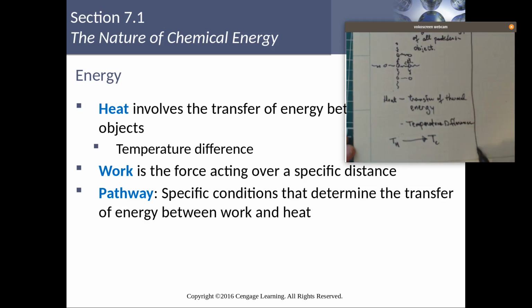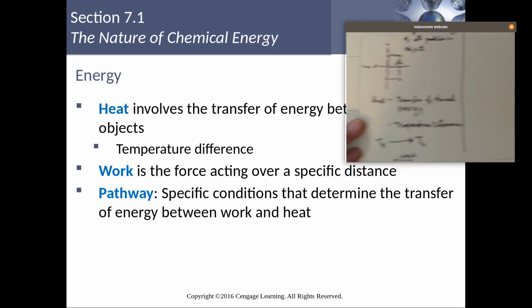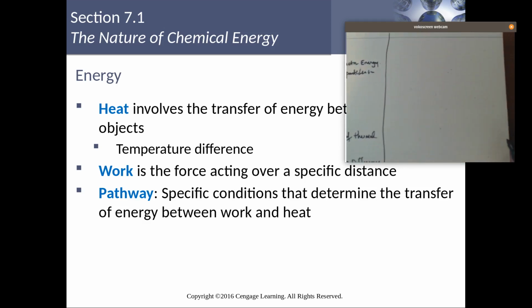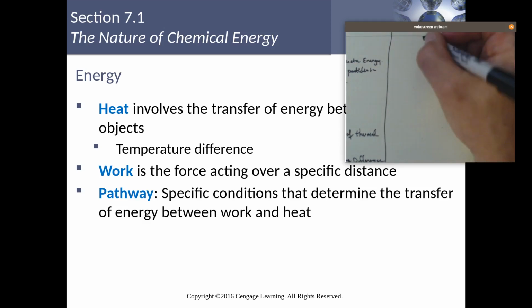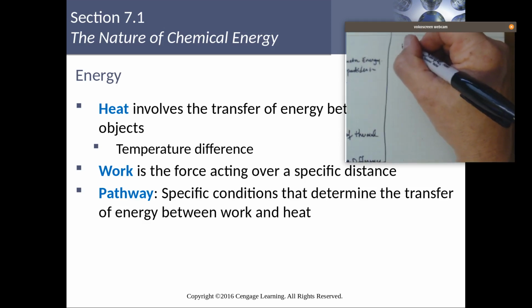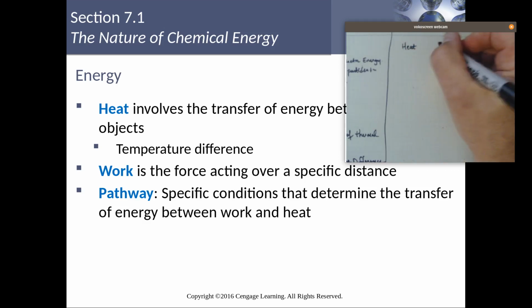Now, we just use two different words. So we use work. If I want to go this way, work is required to push myself in that direction. Heat will flow in this direction, but I need to do work, or maybe I can extract work by having something hot go to something cold. So we have two different concepts that are incredibly important in chemical thermodynamics: the concept of heat and work.